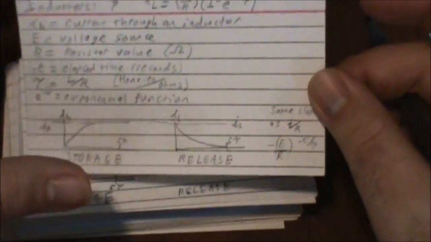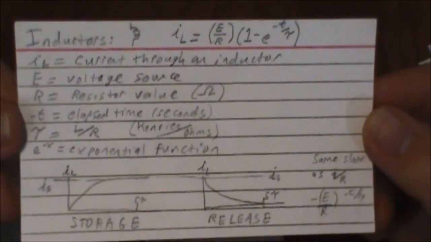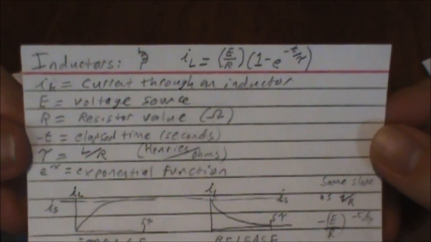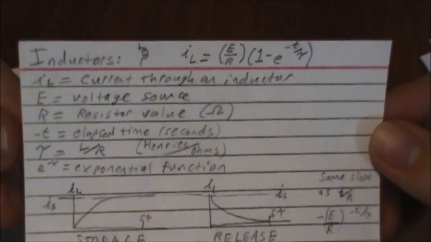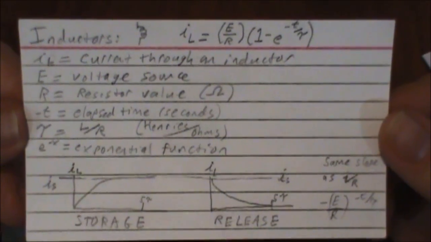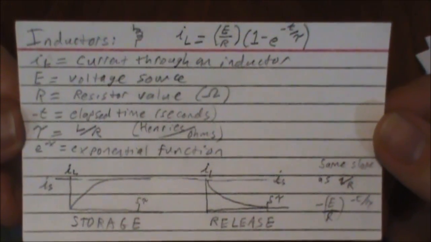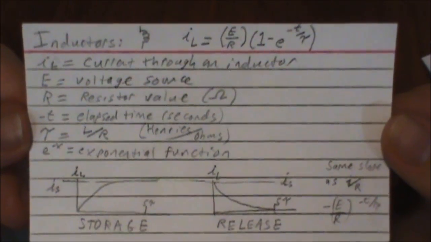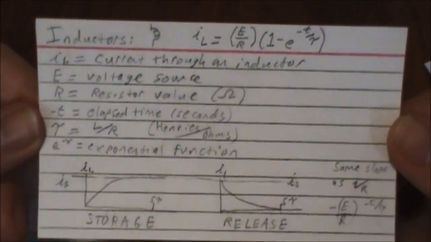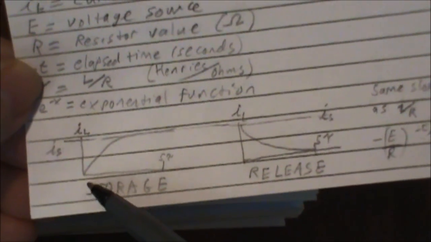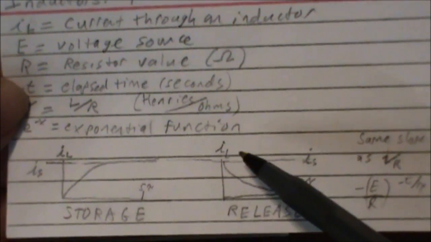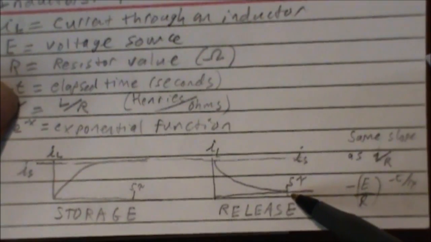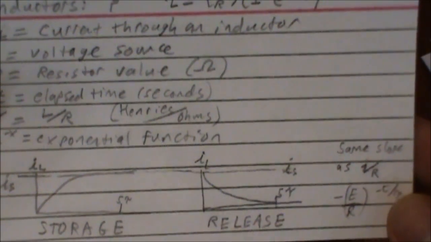So there's inductors. Oh, and there's also this formula for current through an inductor. It's E, your voltage source, divided by some resistor in your circuit, R. And there you have current through an inductor, which, as you see, goes up over time when it's in the storage phase, because inductors store current, and it releases that current in the discharge phase.